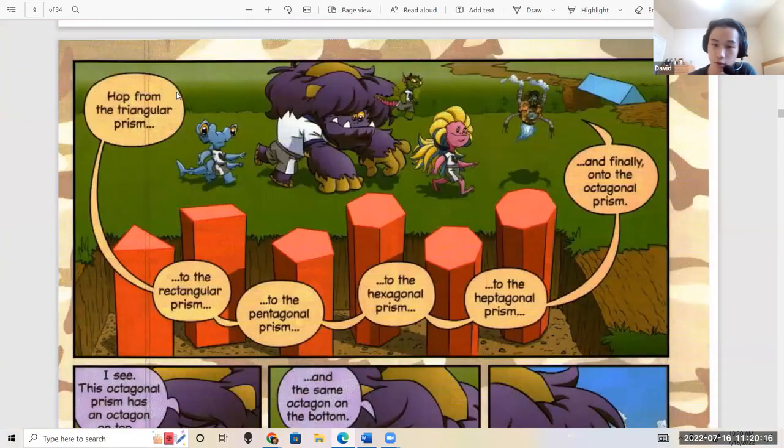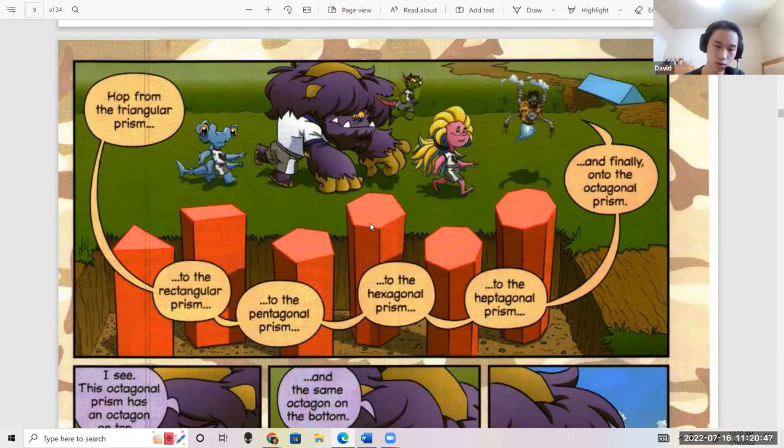So the first one on the left, a triangular prism. So the top and the bottom are triangles, and those are the bases. They're the same shape, same size. Now we have another rectangular prism, rectangles, pentagonal, so five sides, pentagon. Next we have hexagonal, hexagon. Now heptagonal, seven sides, and octagons on the top and bottom, so an octagonal prism. All right, so prisms.